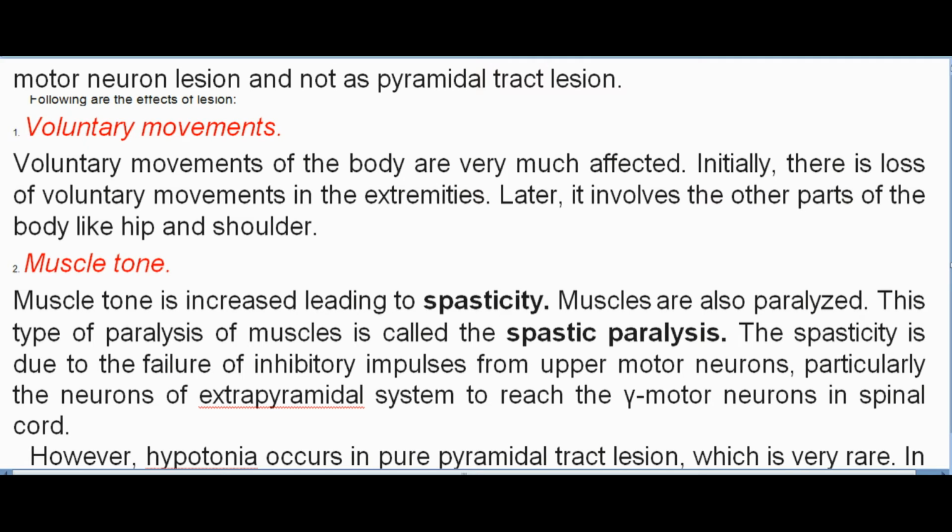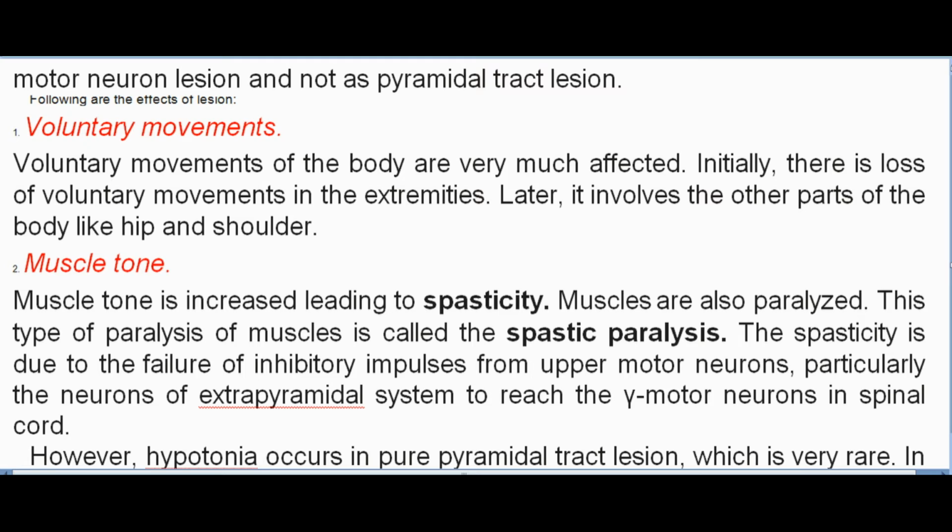Following are the effects of lesion. Voluntary movements. Voluntary movements of the body are very much affected. Initially, there is loss of voluntary movements in the extremities. Later, it involves the other parts of the body like hip and shoulder. Muscle tone. Muscle tone is increased leading to spasticity. Muscles are also paralyzed. This type of paralysis of muscles is called the spastic paralysis.